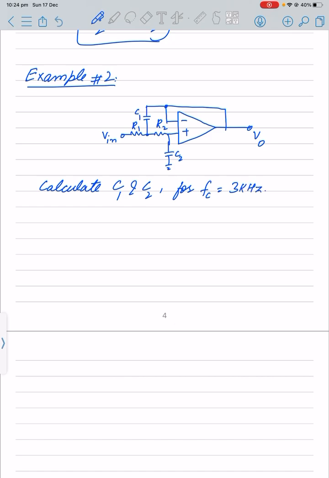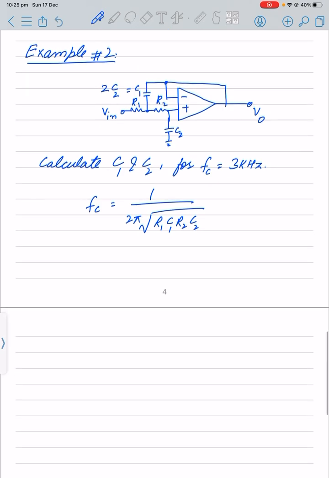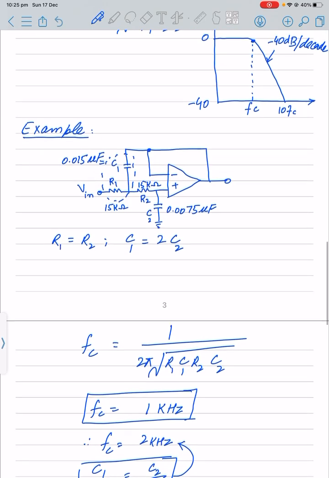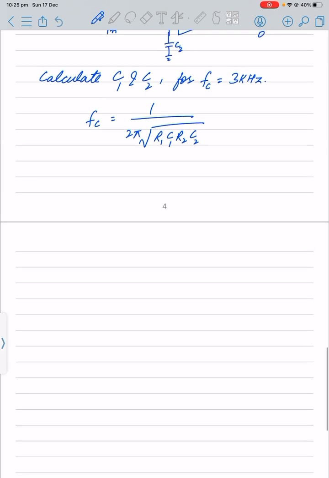That is quite simple. Again, we know that the corner frequency formula is equal to 1 divided by 2 pi square root of R1, C1, R2 and C2, and the condition for the given one was that C1 is equal to 2 times C2. Alright, so again the same thing that we covered earlier in our example. But we are not given the values of the capacitors and we have to find them, and we are given the value of the corner frequency.